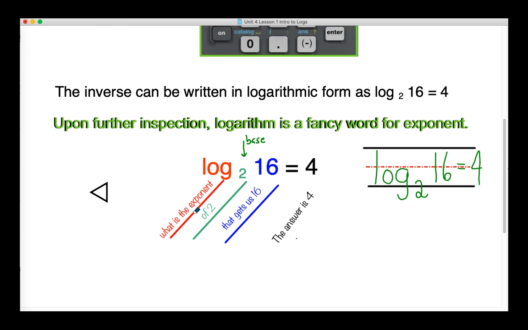We have to teach ourselves to read this as, what is the exponent of base 2 that gets me 16? Why, the answer is 4. I know that's a lot, but that's what we're going to work on today.